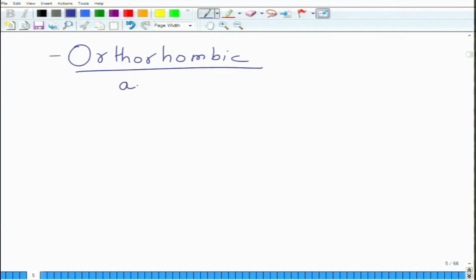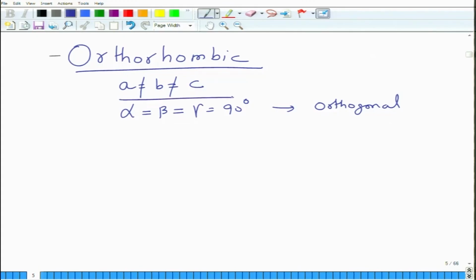So, what you have here is a is not equal to b is not equal to c, and alpha is equal to beta is equal to gamma is equal to 90 degrees. So, it is still orthogonal, but the lengths are not at all equal. So, this is the third variation that you see in this structure.